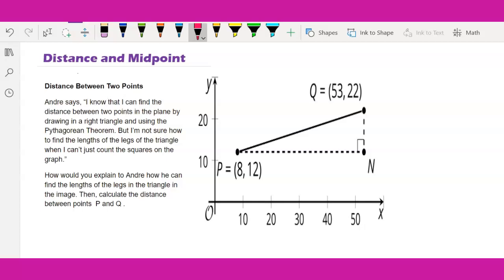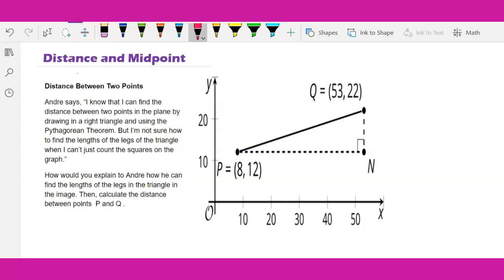Well, maybe you can relate with Andre. It's easy when you can just count the squares on the graph, but if there are a lot of squares that cannot be counted and the scale skips, it's pretty difficult to figure out horizontal distances and vertical distances. Now, how would you explain to Andre how he can find the lengths of the legs in the triangle in the image, then calculate the distance between P and Q?